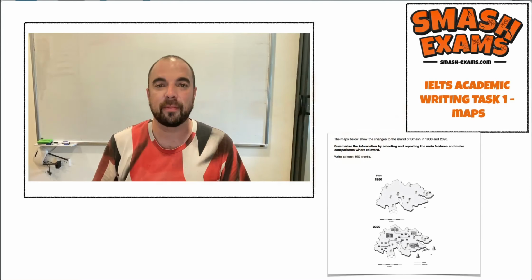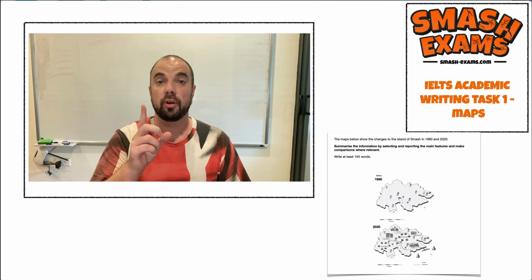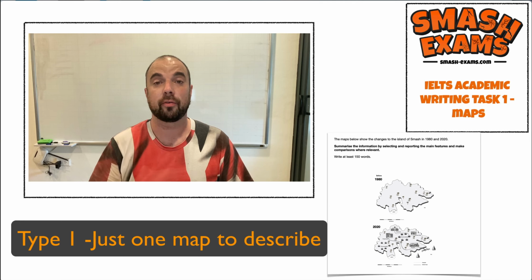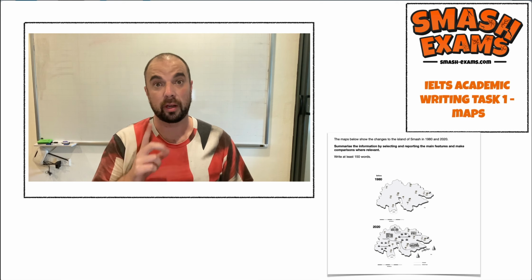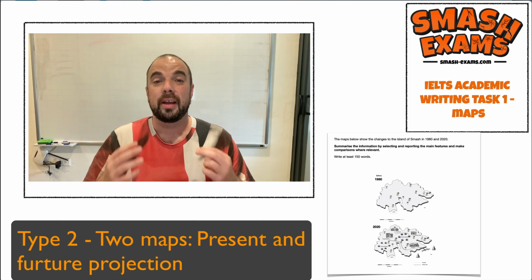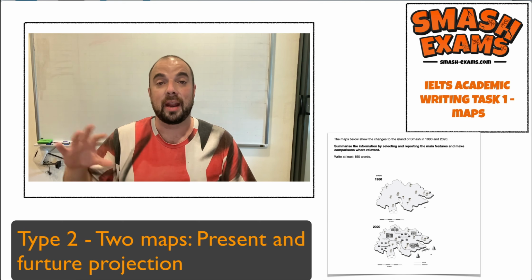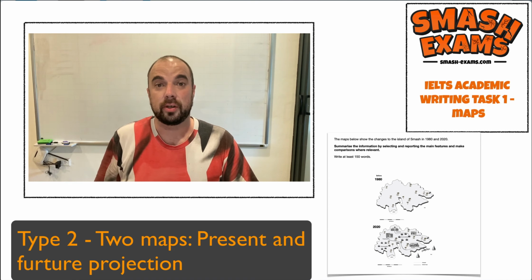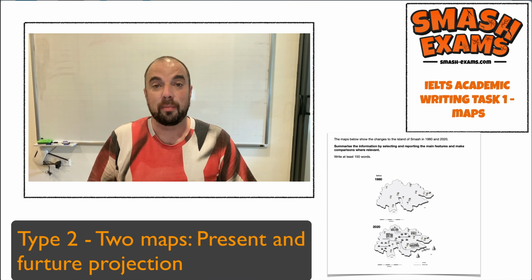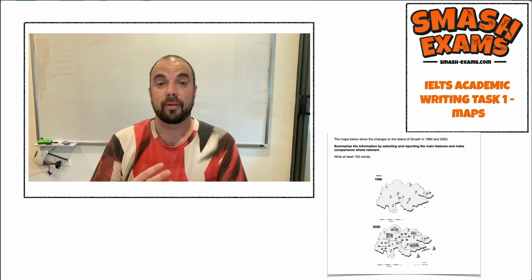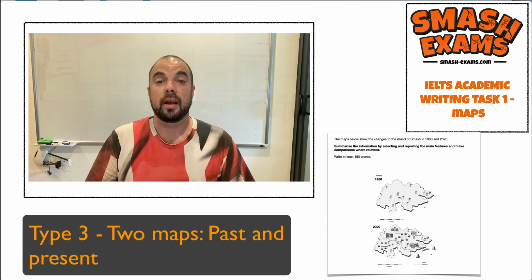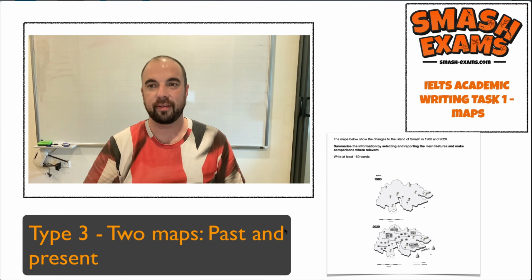There are 3 different types of maps question that you could be given. Number 1 is just one map and you have to describe the map. This is very rare and it doesn't come up often because it doesn't allow you to compare the maps because there's only one of them. The second one is where you'll have a map today and then a map as a projection of the future. This is also quite rare, but it is more common than the one map. The one we're going to talk about today is number 3, a map how it is now and how it was in the past. Here is the question.